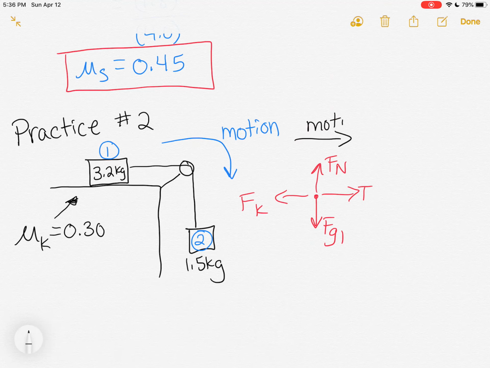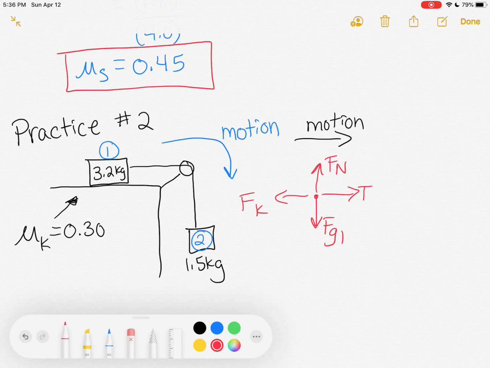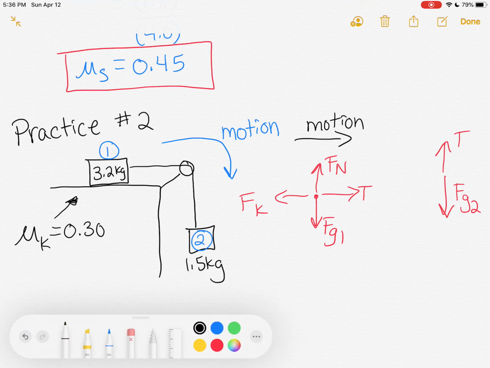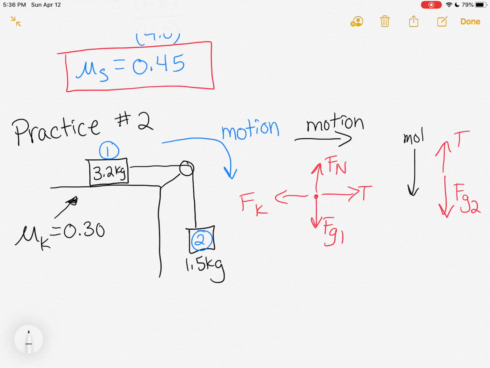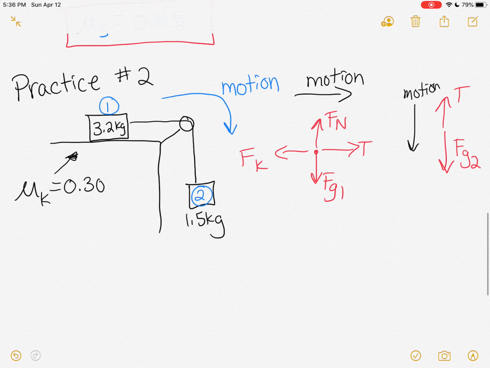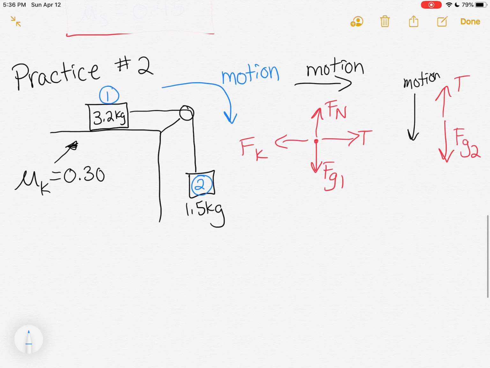And in this we've got our motion on the x-axis, okay? With block number 2, we're going to have an FG2 pulling it down and our tension pulling it up. And then we're going to have our motion pulling block number 2 down. So we're going in that downward motion. All right, so again, here we're looking at our F net X, but again, we're using the X-axis for block number 1 that's on the table, and we're going to use the Y-axis for block number 2 because we're going to follow that rope all the way through.